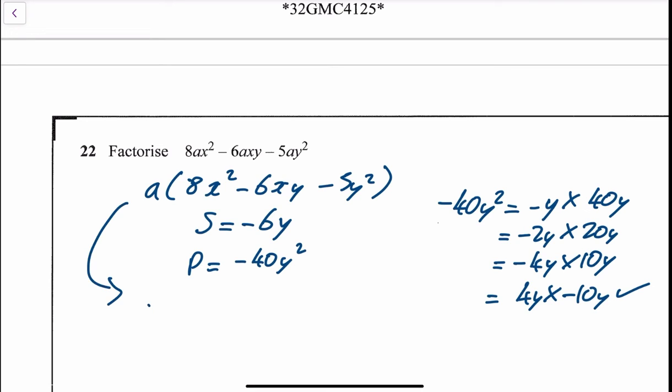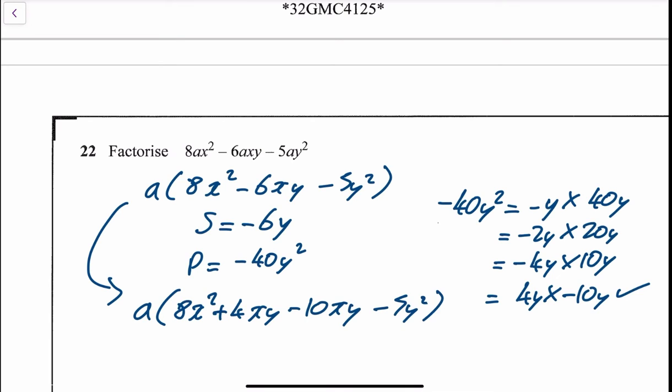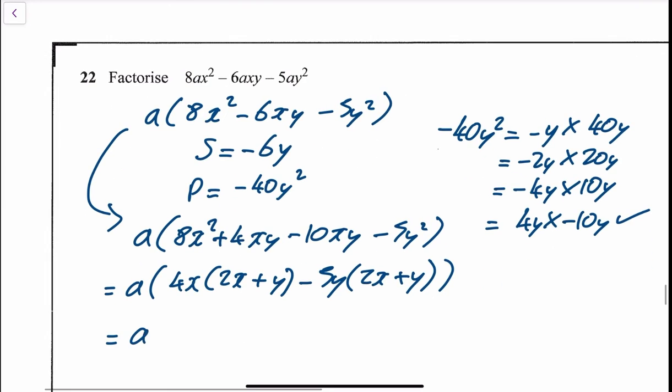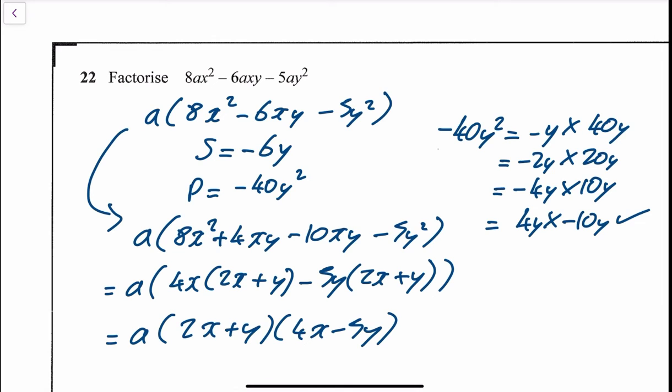So we will rewrite this thing then as a times 8x squared plus 4xy minus 10xy minus 5y squared. And that's a times 4x times 2x plus y minus 5y times 2x plus y. Then that is a times 2x plus y, 4x minus 5y.